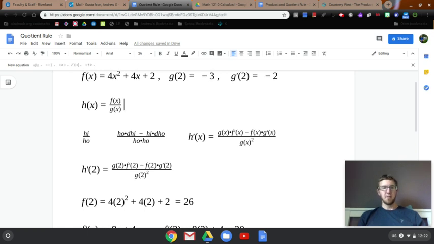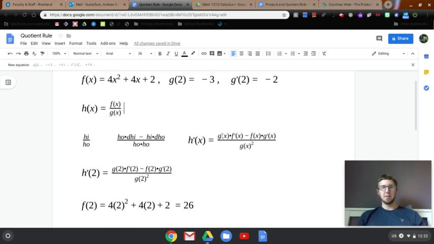So let's fill in the blanks. Oh, excuse me, they don't ask us for the derivative of h of x. They ask us to evaluate it when x is 2. So really we're looking at g of 2 times the derivative of f at 2, minus f at 2 times the derivative of g at 2, all over g at 2 squared. We're just filling in the blanks, saying x is going to be 2, so we put a 2 in for all of them.